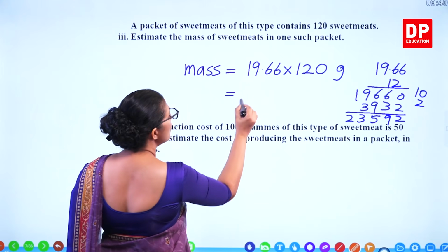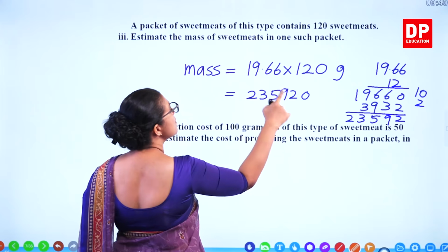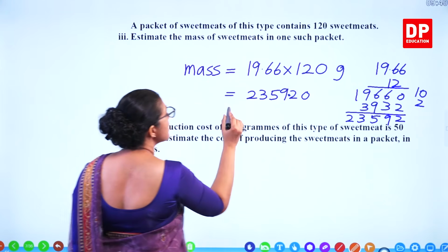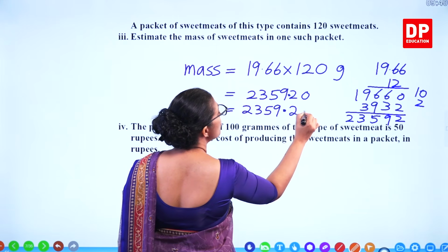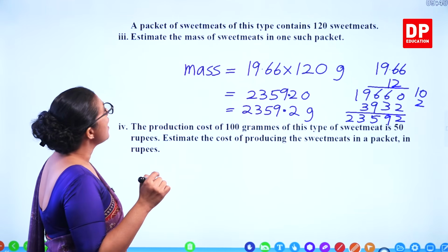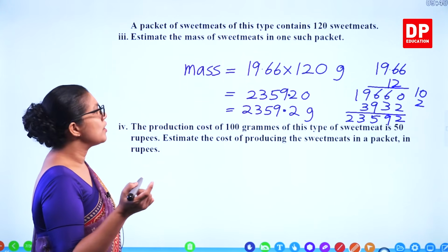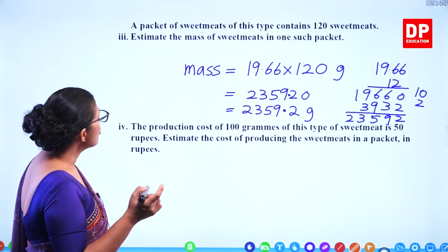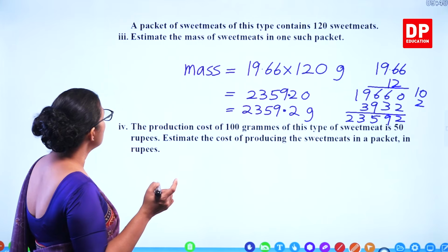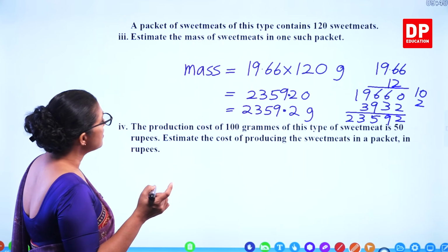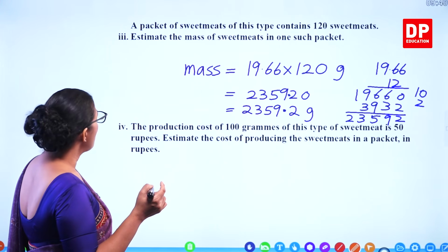And you have to put a 0 for this and put 2 decimal places. So here, this becomes here. So 2359.2 grams. That's the mass of one packet with 120 sweetmeats. The production cost of 100 grams of this type of sweetmeat is 50 rupees. Estimate the cost of producing the sweetmeats in a packet in rupees.